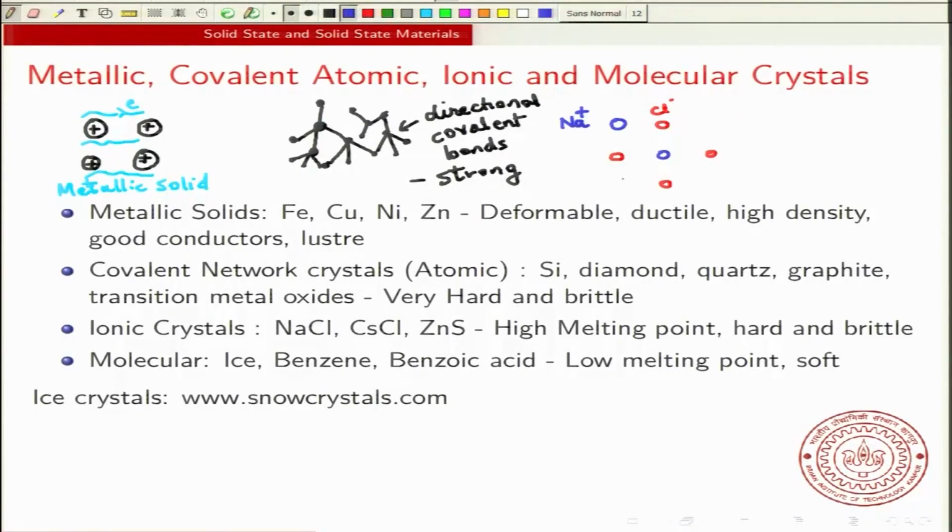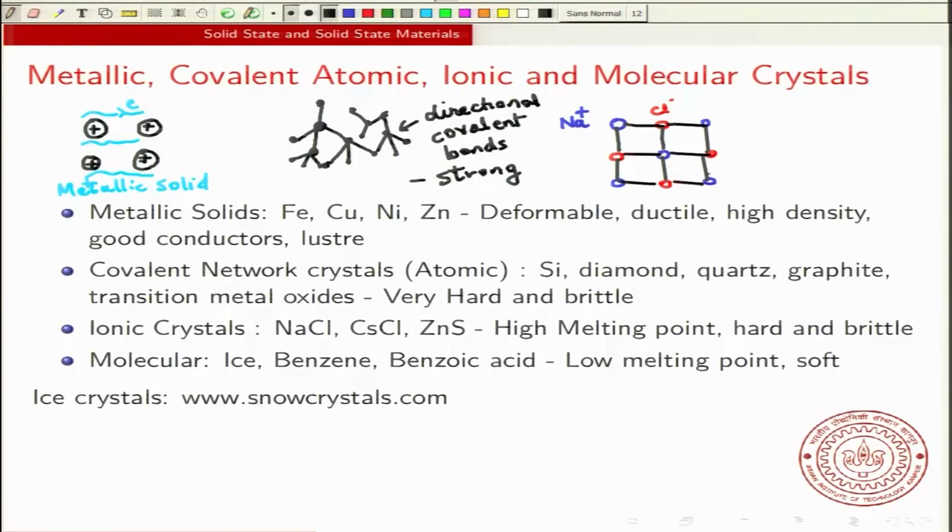So you have an order, and I am just showing you 2 dimensions, but it is actually ordered in 3 dimensions. Now what happens is that these bonds between sodium and chloride are ionic bonds and they are very strong bonds. So these ionic solids typically have high melting points. They can be hard, but they end up being very brittle. You cannot deform them easily like metallic solids. So actually the ductility of metallic solids comes from the nature of the metallic bond.